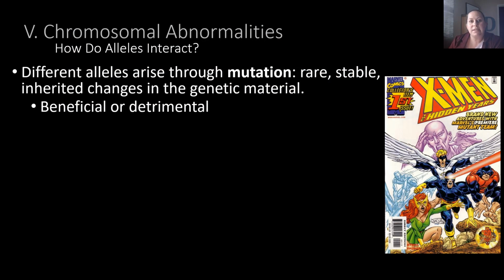All right, so this brings us to chromosomal abnormalities. How do alleles interact? Why is this a big issue? Different alleles arise through mutation. This is actually rare. A lot of them are more stable, and they are inherited changes in the genetic material. Most mutations are actually beneficial. However, the ones we normally hear about are the ones that are detrimental, the ones that cause problems.